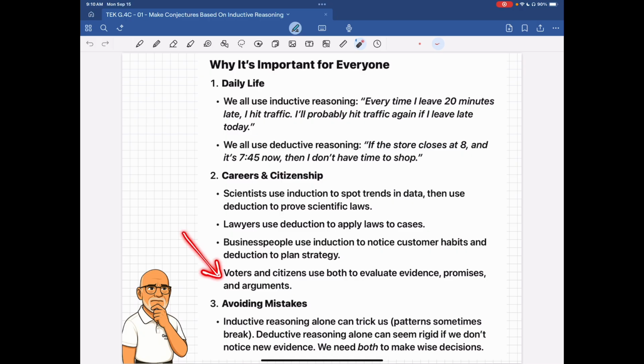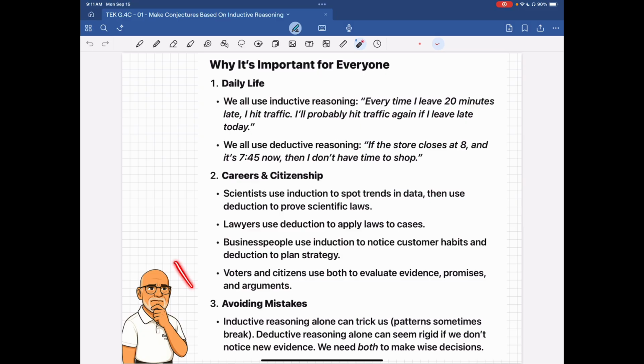Voters and citizens use both inductive reasoning and deductive reasoning to evaluate evidence, to look at promises that have been made to us, and then to look at arguments, okay? Because you need both. You need inductive and deductive reasoning.